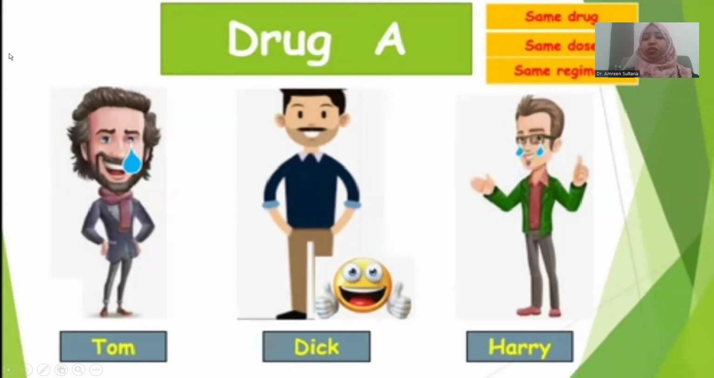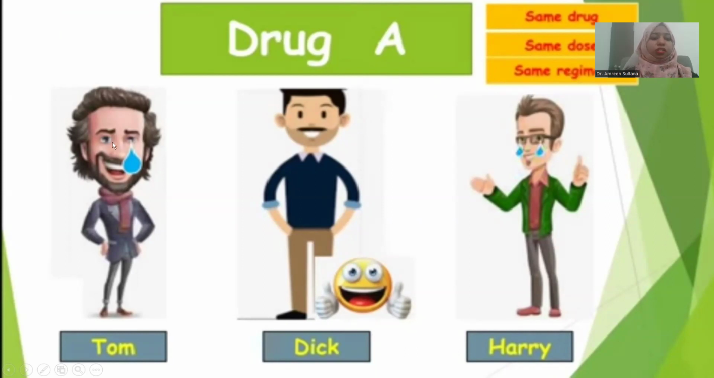For the hypertension, drug A is given. The same drug is given to all three patients, with the same dose and the same regimen. After giving the same treatment, the results are totally different from each other.